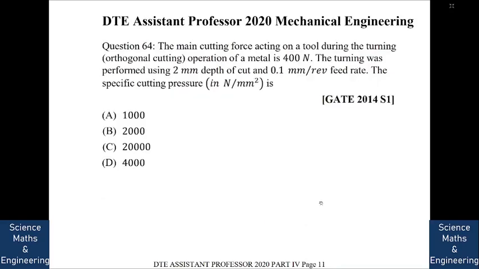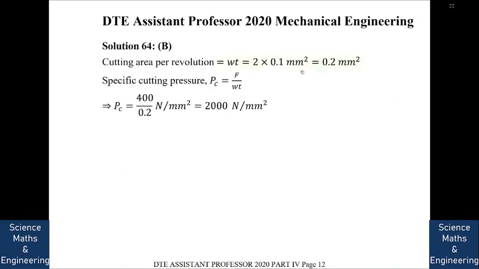So next question. The main cutting force acting on a drill during the turning operation of a metal is 400 Newton. The turning was performed using 2 mm depth of cut and 0.1 mm per revolution feed rate. So the specific cutting pressure in Newton per millimeter square is, so the answer is C. Cutting area per revolution is W into T. So it is 2 into 0.1 millimeter square, which becomes 0.2 millimeter square. Now specific cutting pressure would be equal to force by area, so it becomes 400 divided by 0.2, that is 2000 Newton per millimeter square.